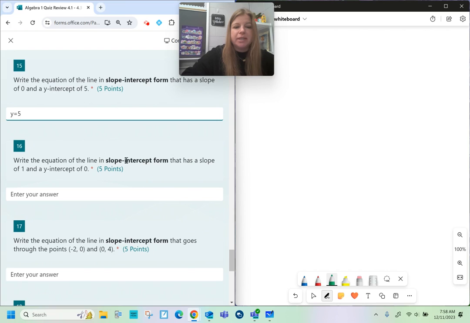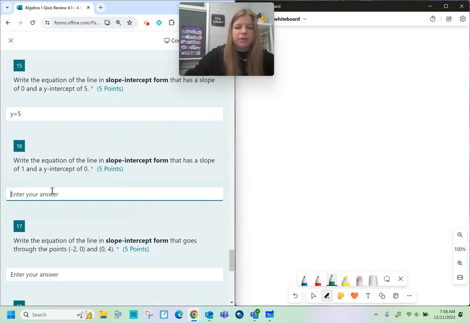Write the equation of a line in slope-intercept form that has a slope of 1 and a y-intercept of 0. Okay, so if I really wrote that out, it would be y equals 1x plus 0. There's definitely two things wrong with this. First of all, if the y-intercept is 0, we don't put plus 0 at the end. And last, if the slope is 1, we don't keep the 1 in front of the x. It's just y equals x.